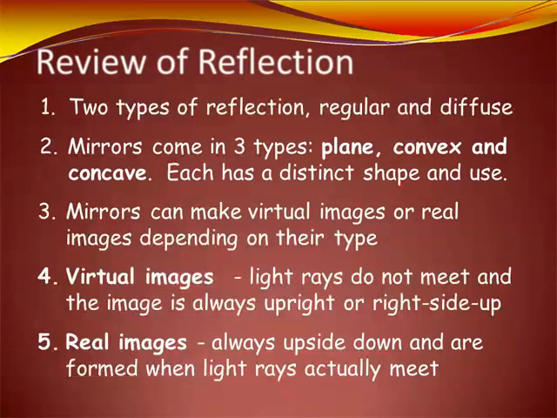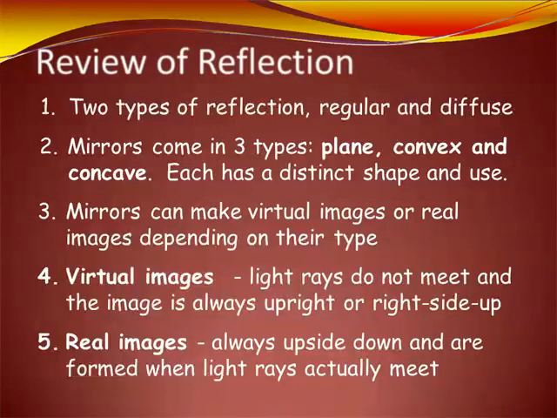Mirrors come in three types: plane, convex and concave. Each has a distinct shape and use. We will talk about plane mirror, convex mirror and concave mirror later on. We will talk about lenses also. Mirrors can make a virtual image or a real image depending on their type. Virtual means opposite, real means what we are.